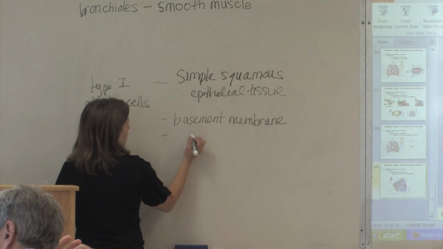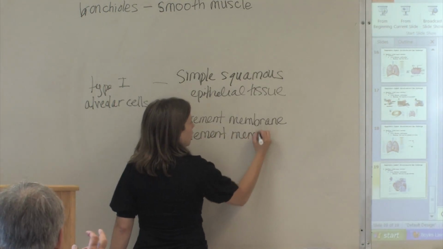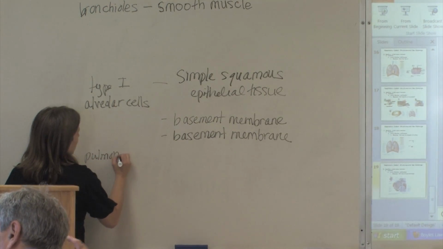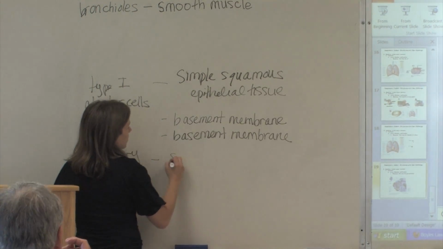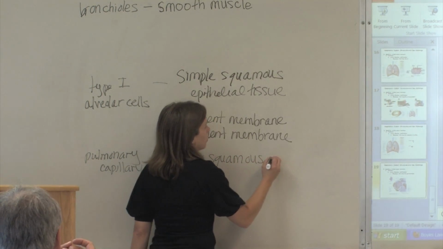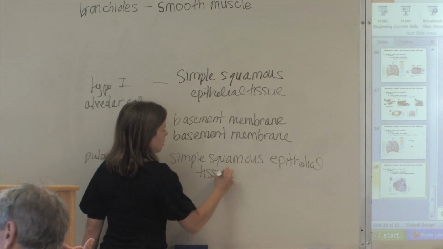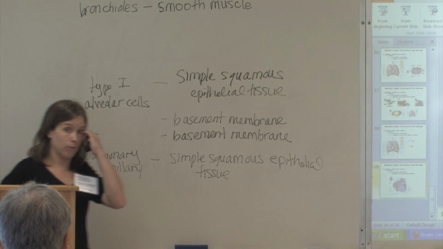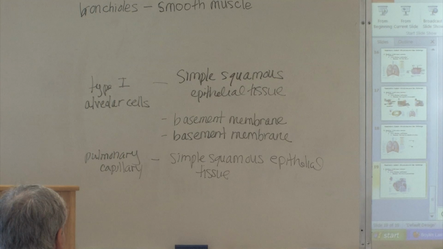There is a thin basement membrane for the pulmonary capillary. And then the pulmonary capillary also has a simple squamous epithelial tissue layer. So these 4 layers are sandwiched together to form what's called the respiratory membrane. And if you want an order of magnitude here, we're talking less than a micron thick.